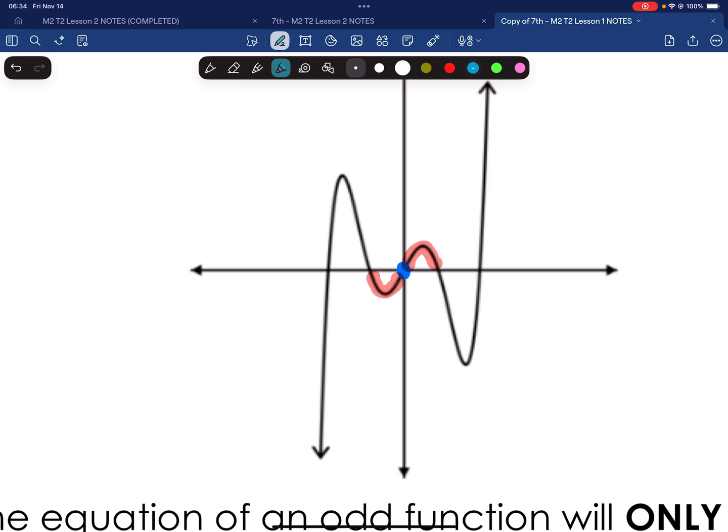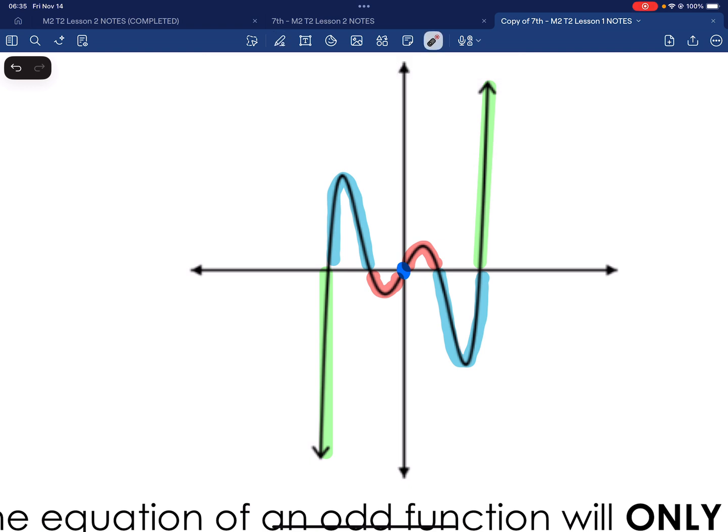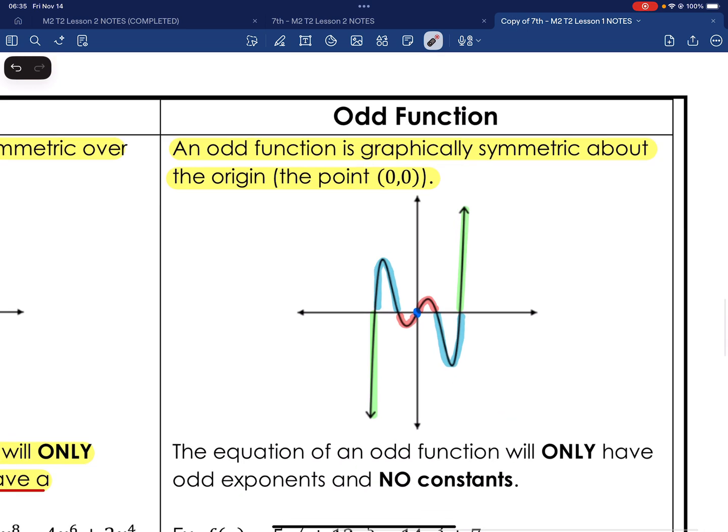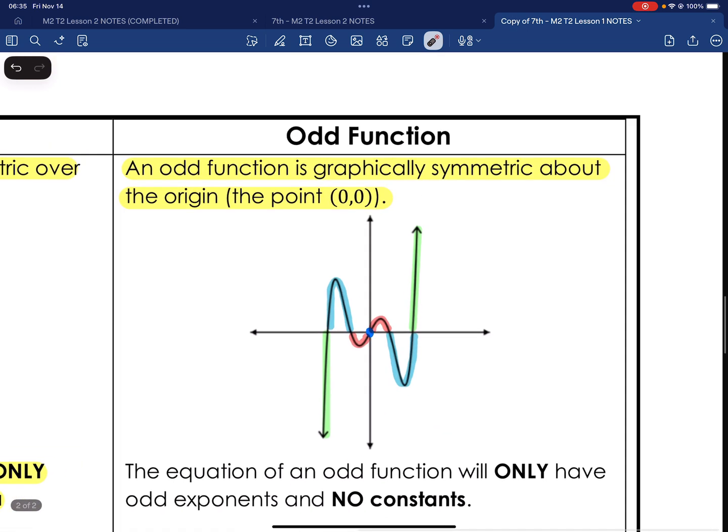Okay? Then it also has this part in quadrant 4 and this part in quadrant 2. They are identical. And then lastly, we have this part that ends in quadrant 1 and this part that ends in quadrant 3. They are identical. So notice that quadrant 1 and 3 have the same two parts of the graph, and quadrants 2 and 4 have the same part of the graph. That's how you know it has origin symmetry.